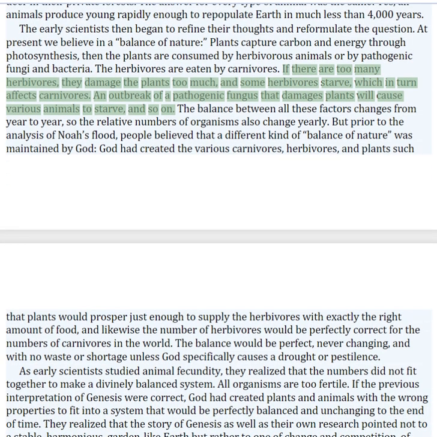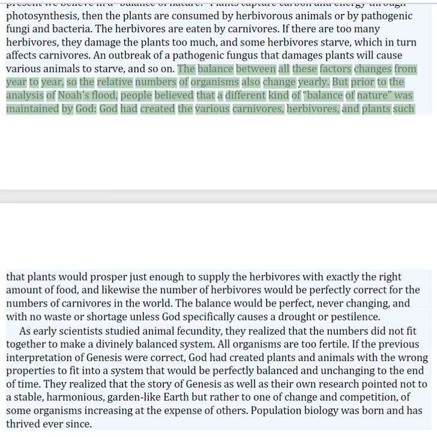If there are too many herbivores, they damage the plants too much, and some herbivores starve, which in turn affects carnivores. An outbreak of a pathogenic fungus that damages plants will cause various animals to starve, and so on. The balance between all these factors changes from year to year, so the relative numbers of organisms also change yearly.